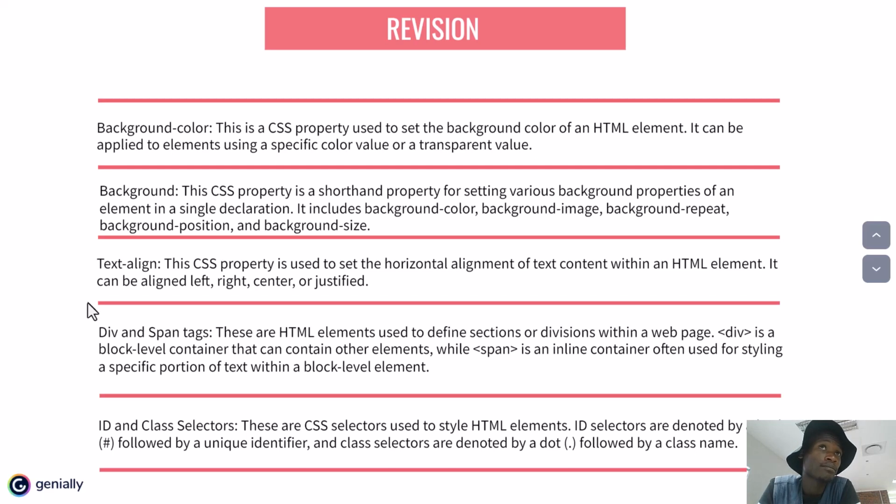So ID and class selectors are CSS selectors used to style HTML elements. ID selectors are denoted by a hash symbol followed by a unique identifier. Because hash is a symbol, right? Let's just call it what it is. And class selectors are denoted by a dot or period followed by a class name.